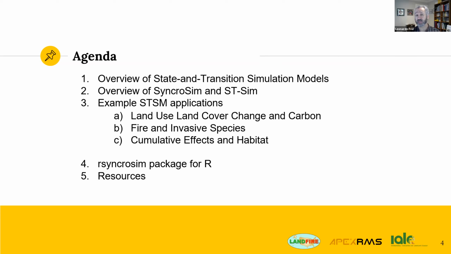So state and transition simulation models are really a framework that's very flexible and can be applied to many different ecosystems and natural resource management problems when you're working at the landscape scale. So the 3 examples that I'm going to focus on, one of them is looking at projecting land use, land cover change, and associated changes in ecosystem carbon.